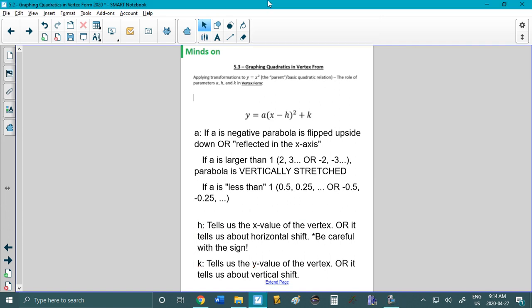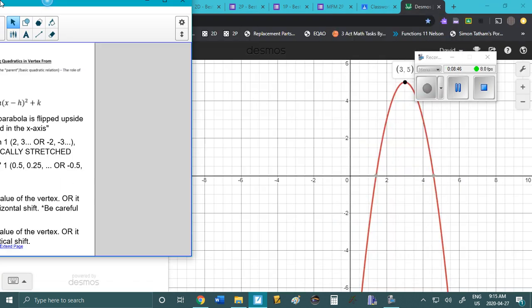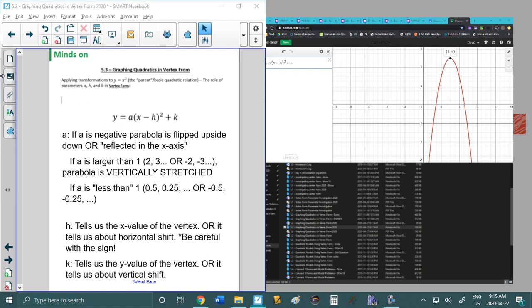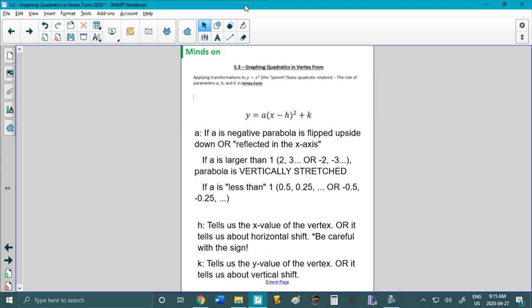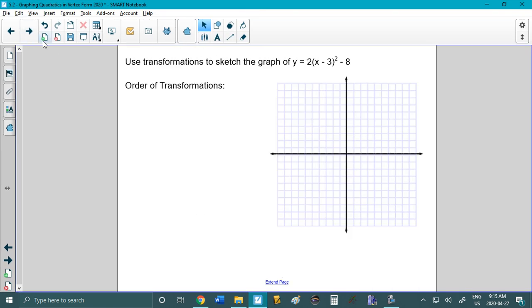And again, remember, you can pause and write down what I'm doing. You can drag your window over, sort of like this, and then you could have Desmos here or your note here, so that you can do 2 things at once. Okay. Next thing, use transformations to sketch this graph.